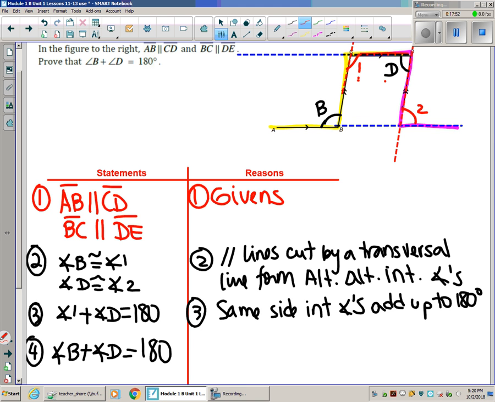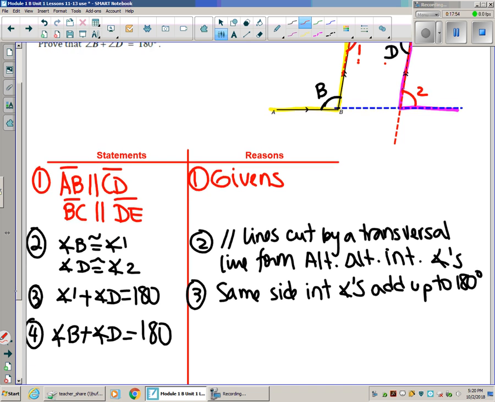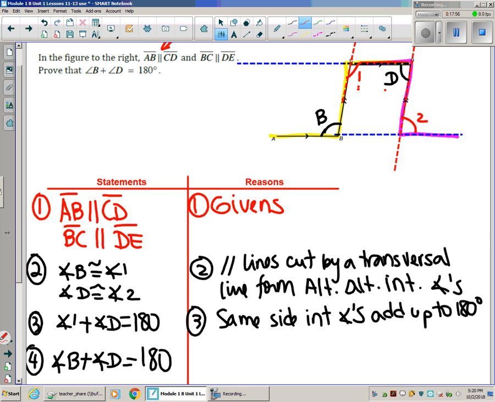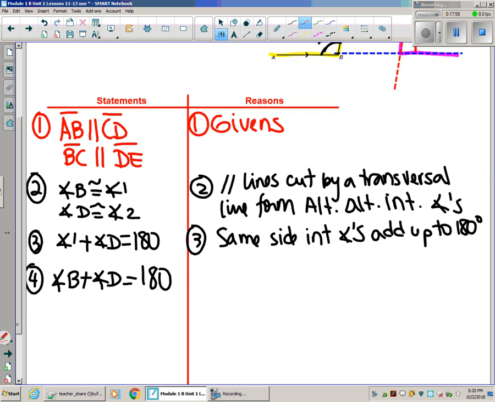Now in this case, for step 4, B and D is just going to substitute. Notice that angle 1 could also be written as angle B. So that's what we did right here. Angle B plus angle D is equal to 180, and the reason is substitution. And that's it.